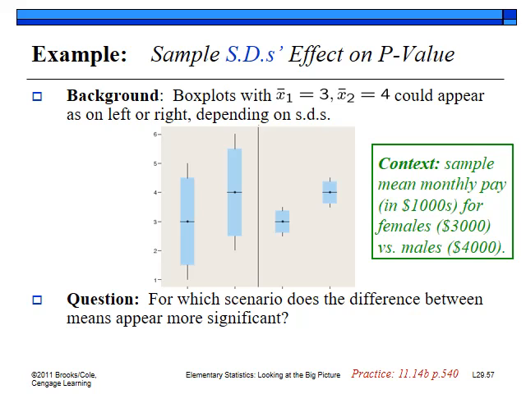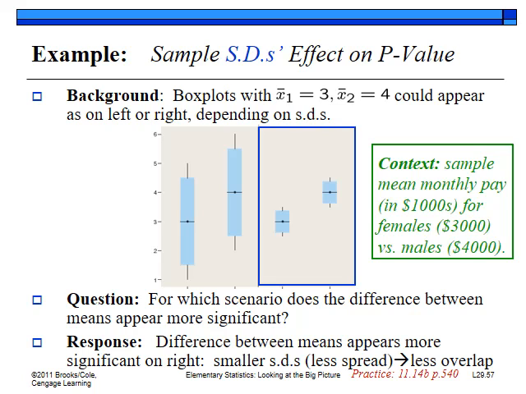Which of these makes the difference between the means seem more significant? On the left, each mean falls within the middle 50% of the box plot of the other one, but on the right it doesn't. That less spread means the boxes don't overlap as much, which means we're more confident that the difference in the means that we observe is a real difference.